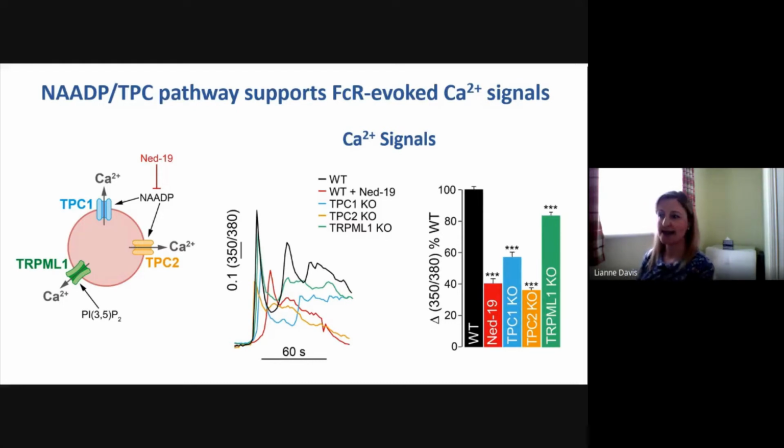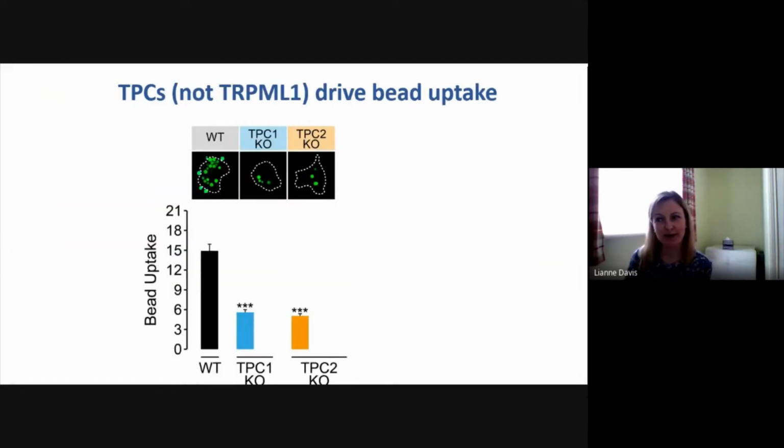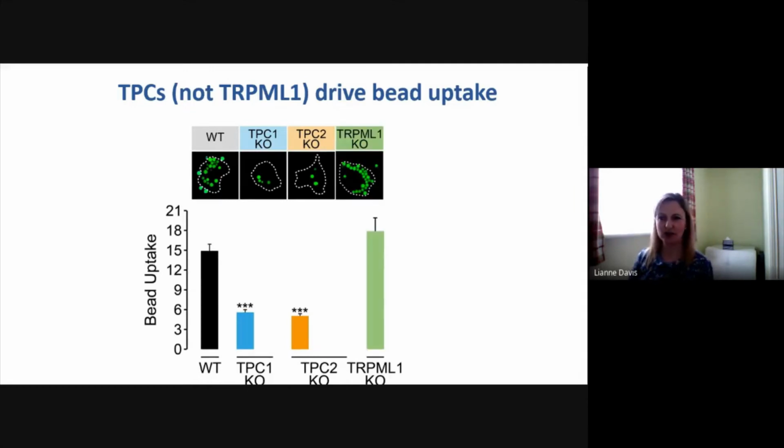Together, this data indicates that NAADP and its target channels, TPCs, are important for phagocytic calcium signals, whereas NAADP-independent TRPML1 channels are not. Turning to the bead phagocytosis, the reduced calcium signals were mirrored by reduced bead uptake. Compared to wild-type control, the knockout of TPC1 and TPC2 substantially inhibited bead uptake. Again, the other lysosomal channel, TRPML1, appeared to play no role since its deletion had no effect on bead uptake.